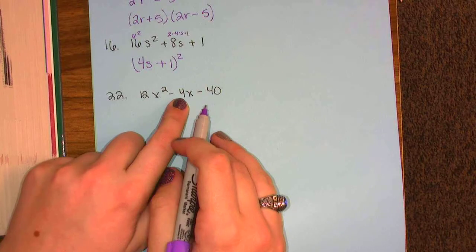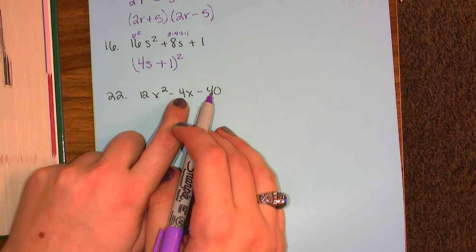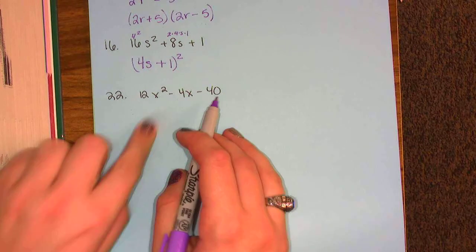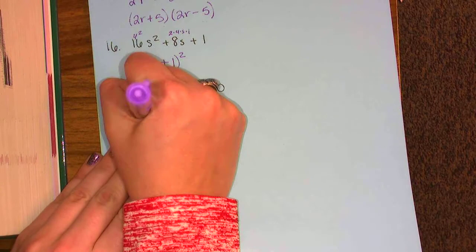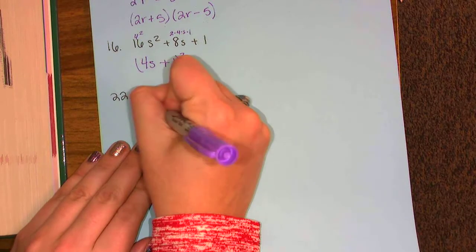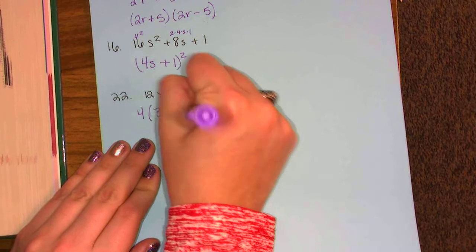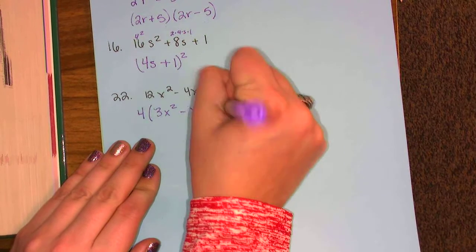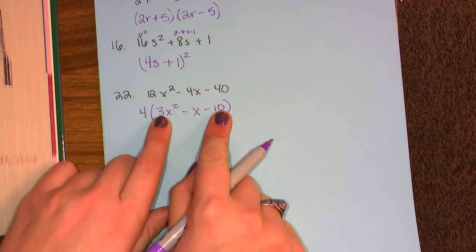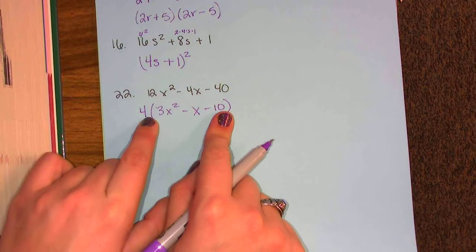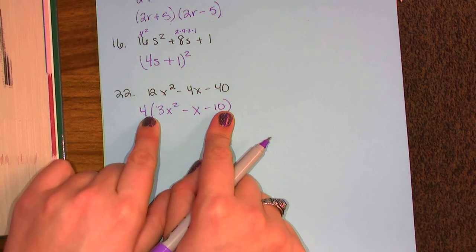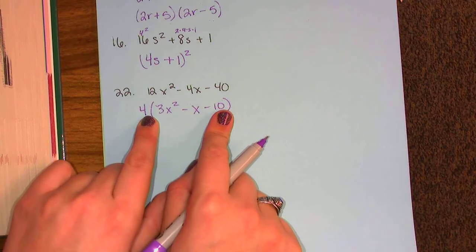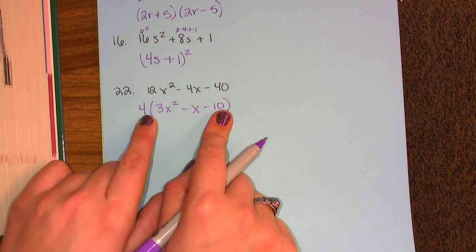Well, I have a 4 here, and that's the biggest thing I can really take out because I don't have an x in every term. So I'm going to pull out a 4. So 4 times 3x squared minus x minus 10. So now I only have to factor this, but do not lose this number out here. Okay, you cannot afford to lose that number. That is very much part of the problem.